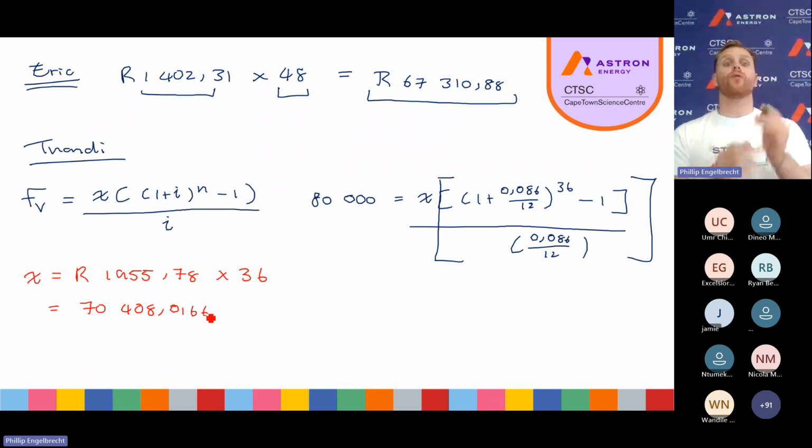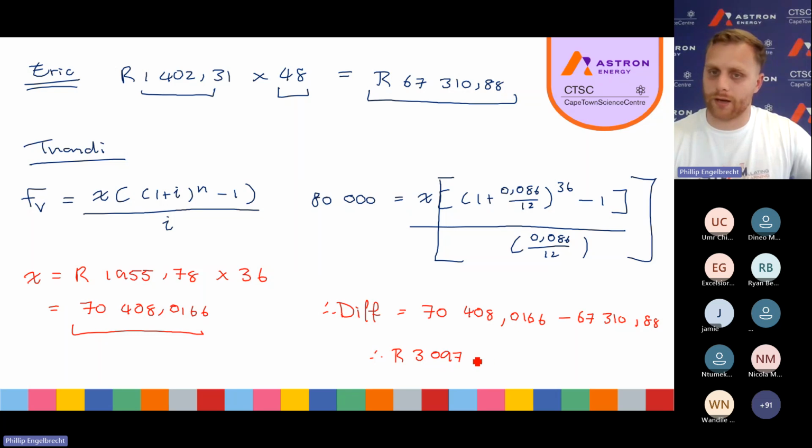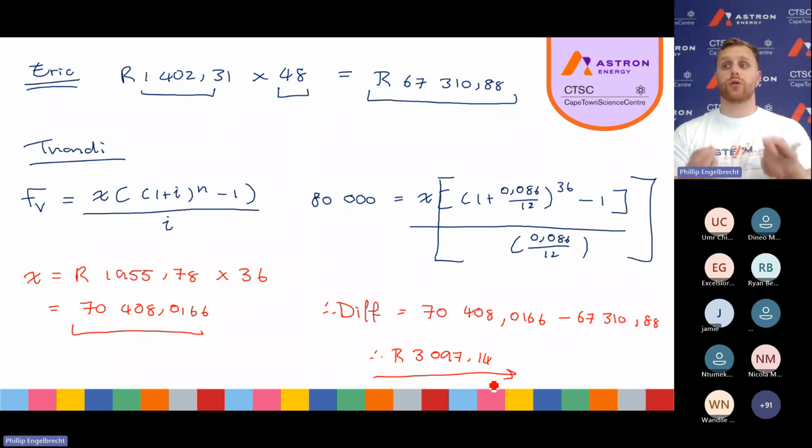The question is asking for the difference between the total amount that Thandi pays and the total amount that Eric pays. So therefore, the difference is simply equal to 70,408 rand and 0.166 cents minus 67,310 rand and 88 cents. And therefore, the difference, if you type this on your calculator, is 3,097 rand and 14 cents. Okay, so that's the difference that those two are paying.